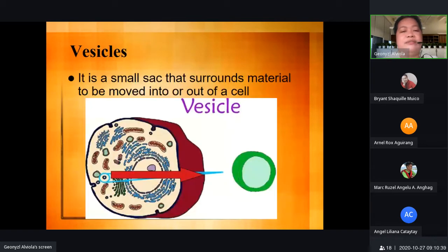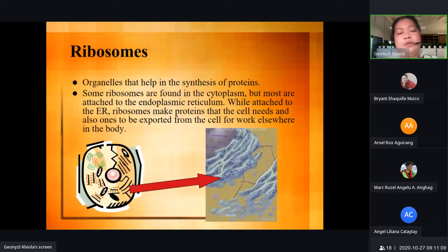Okay, next. Vesicle. A vesicle is a small sac that surrounds material to be moved into or out of the cell. A vesicle can carry the waste of the cell, or, like the Golgi apparatus, it packs the proteins into vesicles going to the target organelle. Ribosomes. Ribosomes are found in the cytoplasm and also attached to the endoplasmic reticulum. So, they also synthesize proteins.